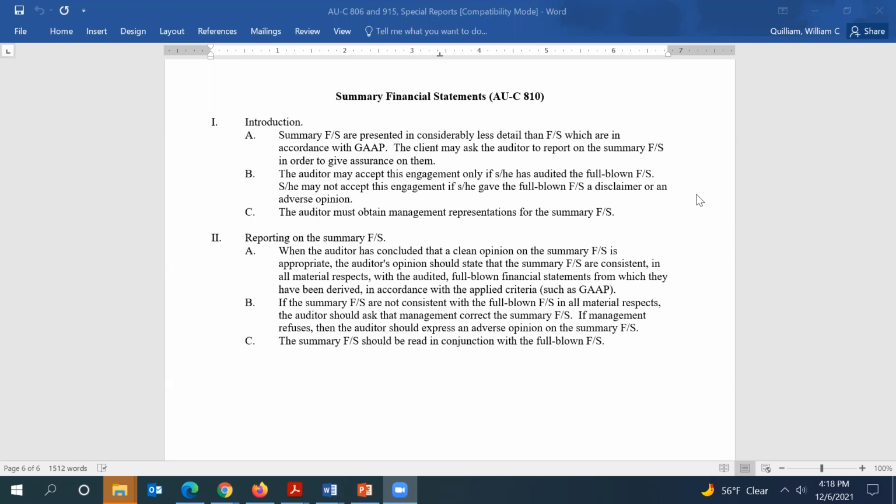Then B, the auditor may accept this engagement only if he or she has audited the full-blown financials. The auditor may not accept this engagement if he or she gave the full-blown financials a disclaimer or an adverse opinion, one of those really bad things. Then we can't do it, because if the full-blown financial statements are that messed up, it doesn't make sense to have these summary financials, which will be messed up too.